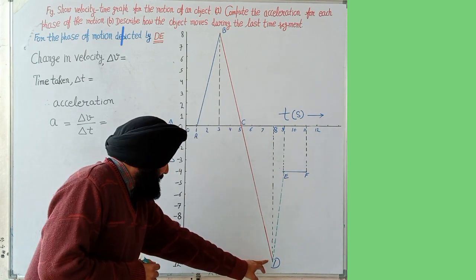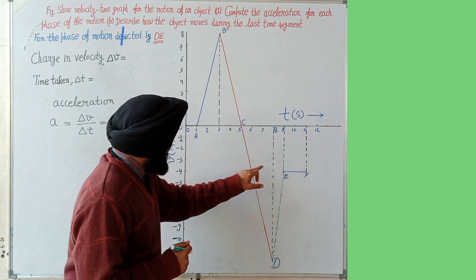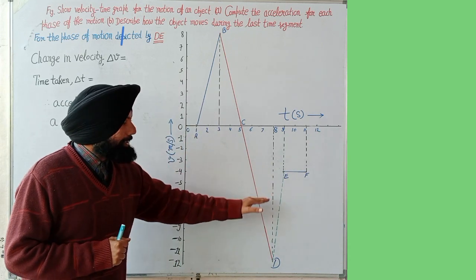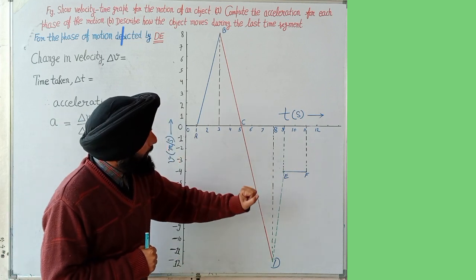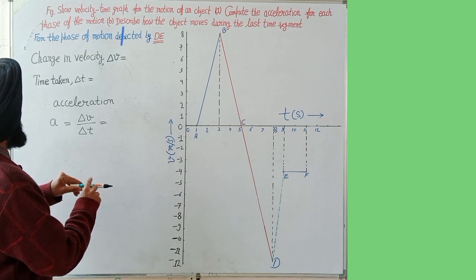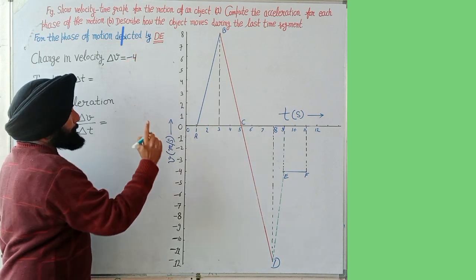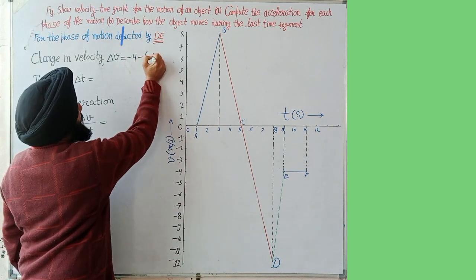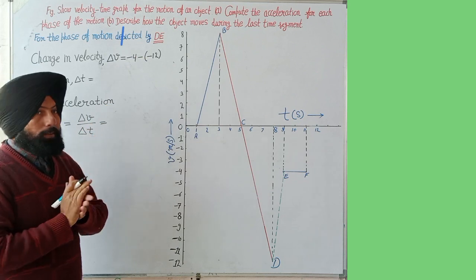At point D, you know the velocity is -12 meter per second, and at point E the velocity is -4 meter per second. So first of all we will find the change in velocity, and you look carefully, from phase D to E, the time is 9 minus 8, that is 1 second. So the change in velocity is the final velocity, -4 meter per second, minus the initial velocity, -12. I am writing it here in brackets, because when we open the bracket, negative becomes positive.